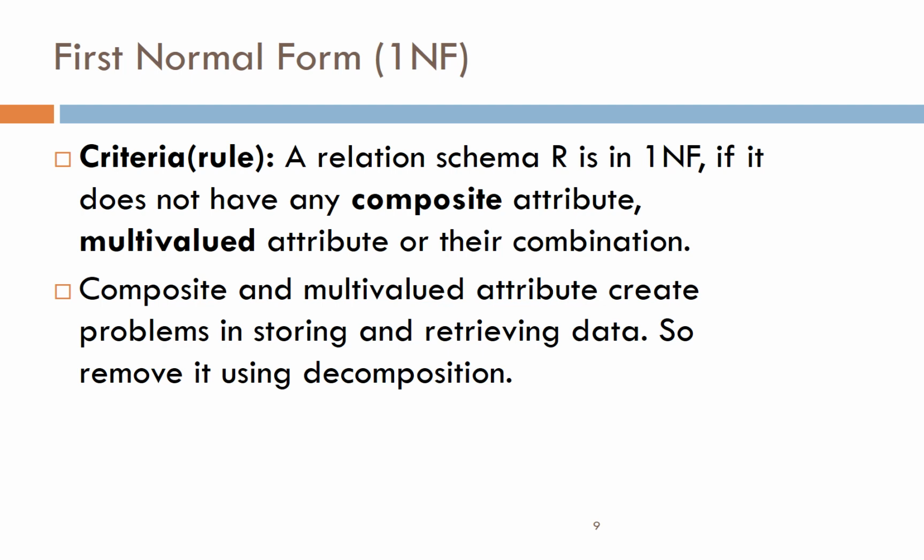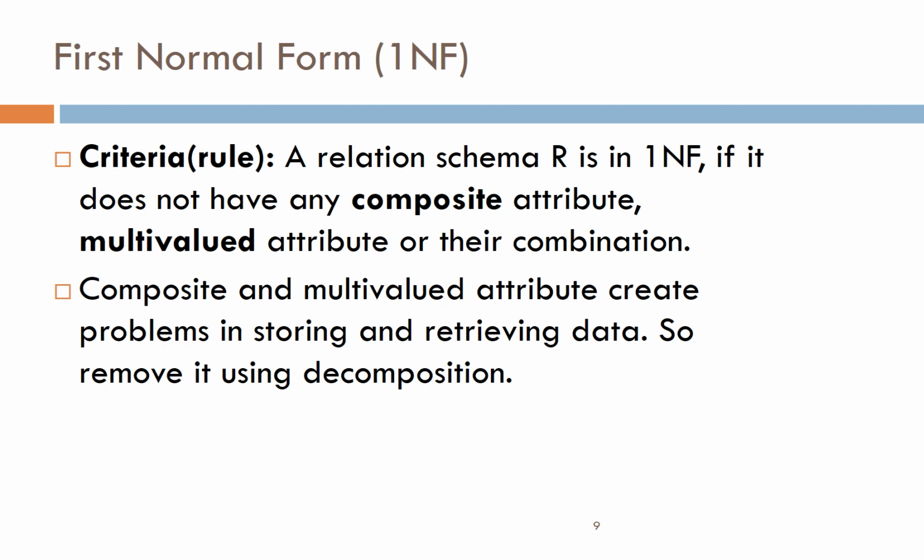Composite attribute means an attribute which is divided again into more than one attribute, like address. We can divide the address into society, city, pin code number, etc. So an attribute which is divided again into more than one attribute is known as a composite attribute. And a multi-valued attribute means an attribute which has more than one value, like contact number. A person may have more than one contact number.